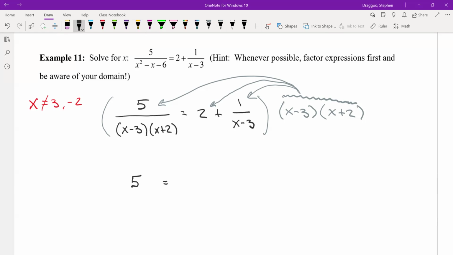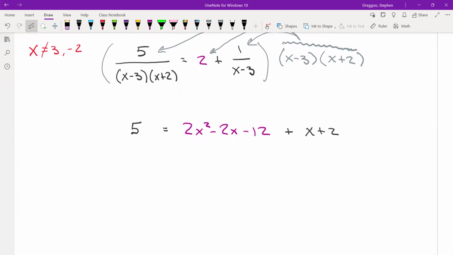Multiplying it all by 2, I get 2x squared minus 2x minus 12. Maybe I'm going to color code these pieces right here so that we can see they get tied together between top and bottom. Plus the other part, the x minus 3s are going to reduce, so I just have a plus x plus 2 for that final bit.